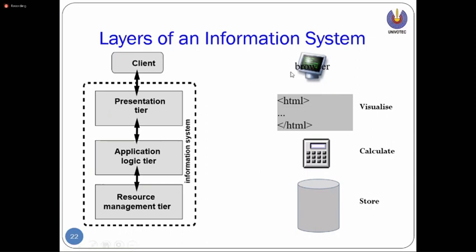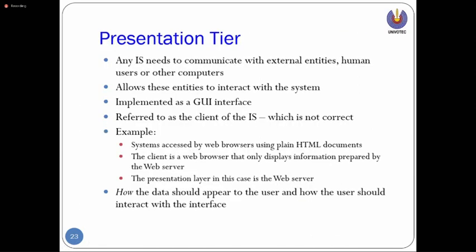Okay, that's a browser. This is the layer in an information system. Presentation layer: an information system needs to communicate with external entities, the human user and other computers. Then we need the presentation layer to allow this entity to interact with the system. For example, in the database, it shows all the data in table form, and then we display that data on your computer or in your mobile app.